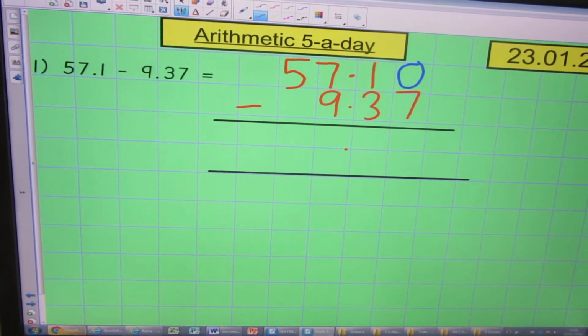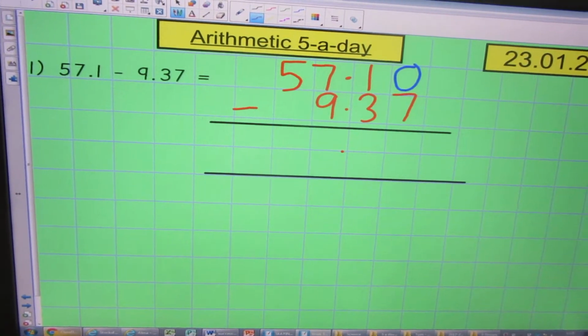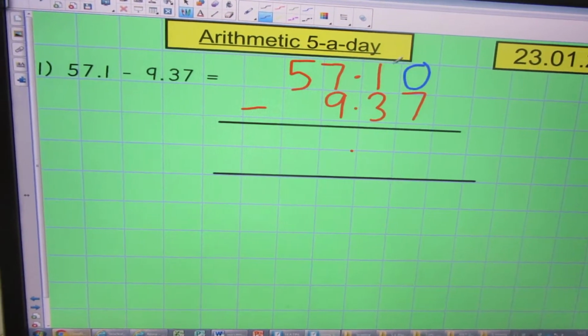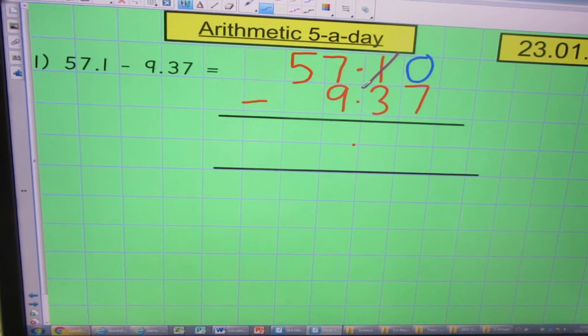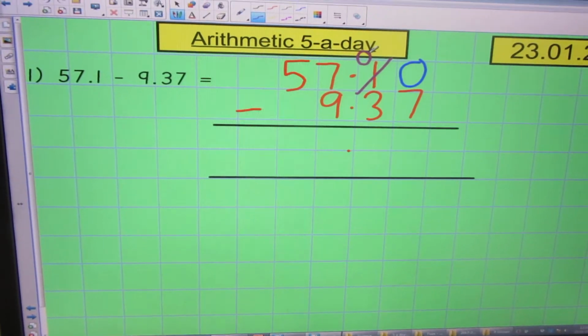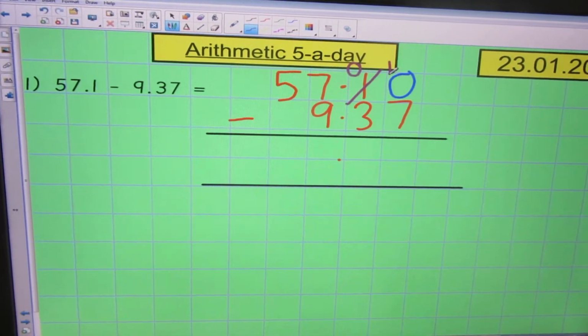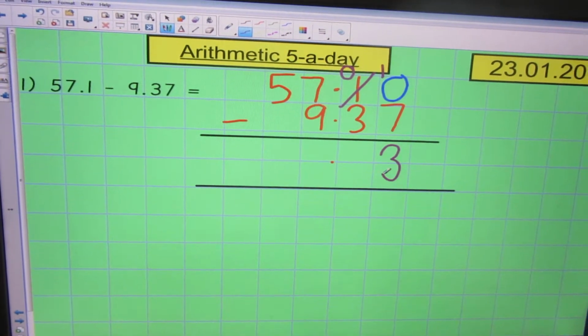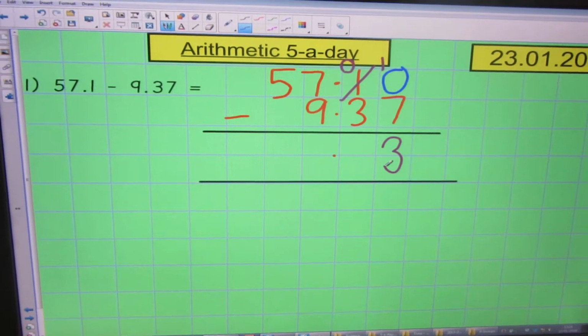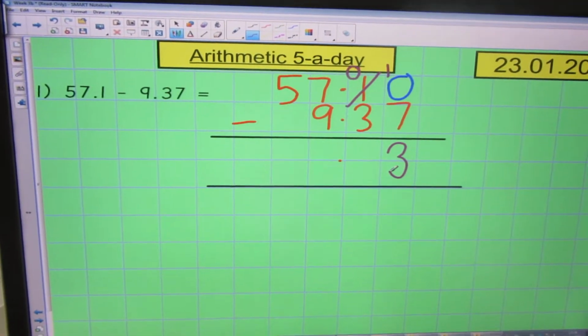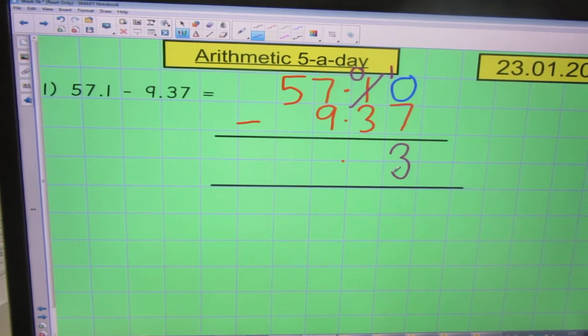0 take away 7 you can't do, so you're going to have to carry from the 1. So you exchange from the 1, cross your 1 out, make it a 0, and carry your 1. And 10 take away 7 is 3. And 0 take away 3 you can't do, so we're going to have to carry from the 7. Lovely. So we've got 0, take away 3.